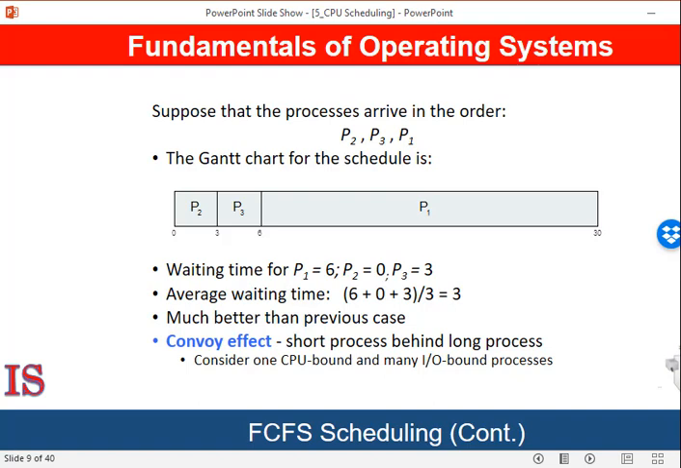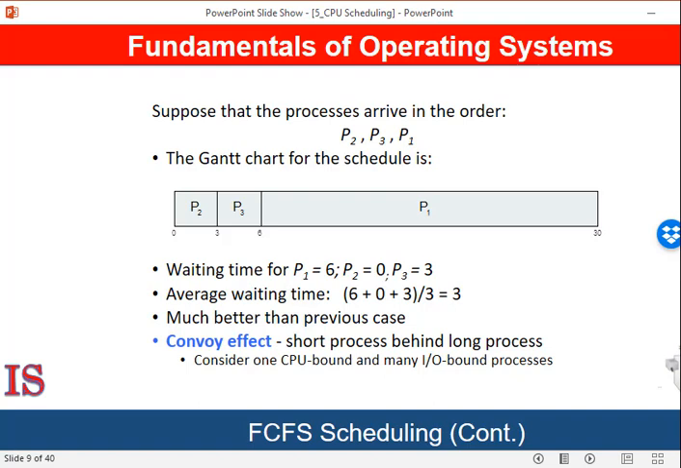If the processes arrive in P2, P3, and P1 order, the results will be as shown in this Gantt chart. The average waiting time is now 6 plus 0 plus 3 divided by 3, or 3 milliseconds. This reduction is substantial. Therefore, the average waiting time under first come, first serve is generally not minimal and may vary substantially if the processes' CPU burst times vary a lot.